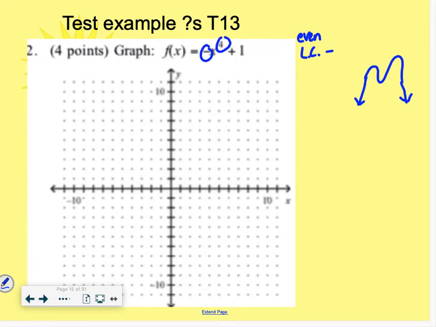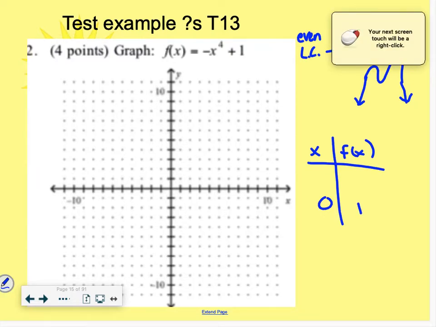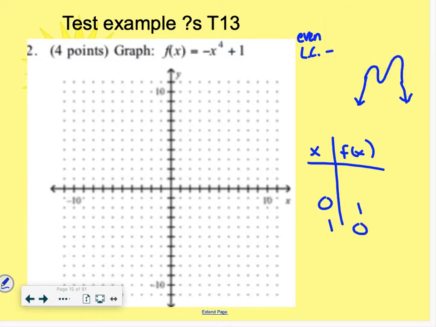4 x-intercepts. So then I'm just going to make a table, pick some easy values like 0. If I plug 0 in for the x, I'd get negative 0 to the 4th power plus 1. If I plug 1 in there, I'm going to get 1 to the 4th power, which is 1, but then it's negative, so it's negative 1, plus 1, which is 0. And when I raise negative 1 to the 4th power, I'm still going to get the same thing as when I raise positive 1.